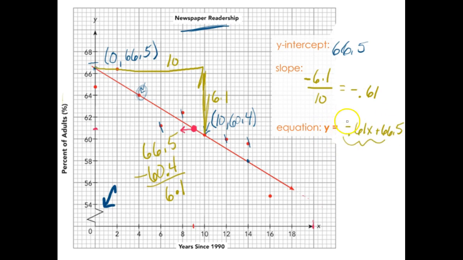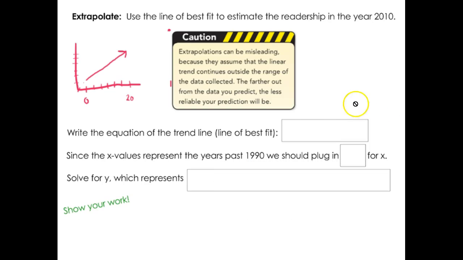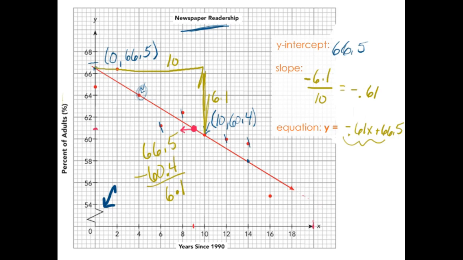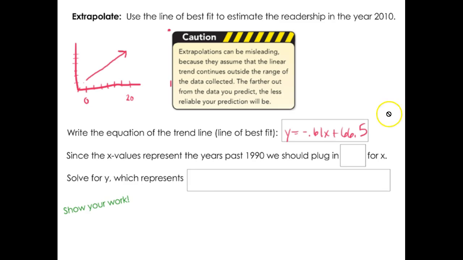So can you remember this? I'm going to have to copy it again. Let's see if I can remember. Things usually vanish from my brain as soon as I don't see them anymore. The equation for the line of best fit was y equals negative 0.61x plus 66.5. I think I did it. Let me just check to make sure. There we go. I was unsure of that last part.